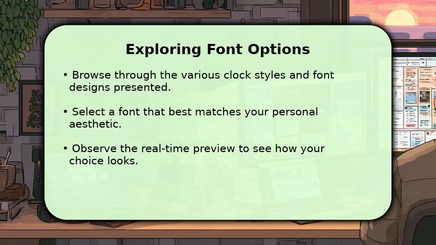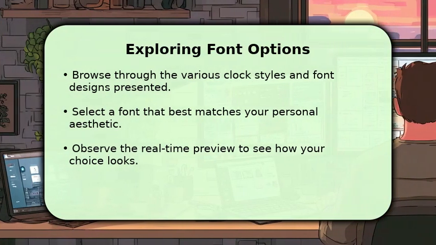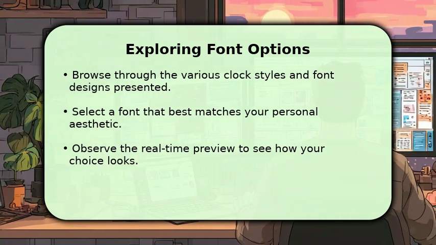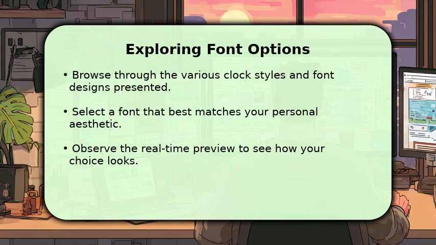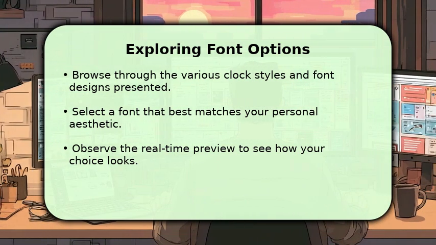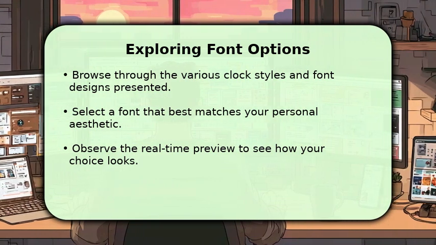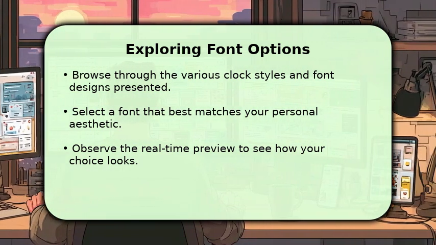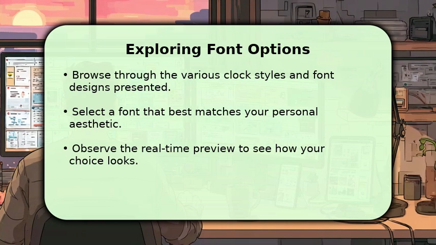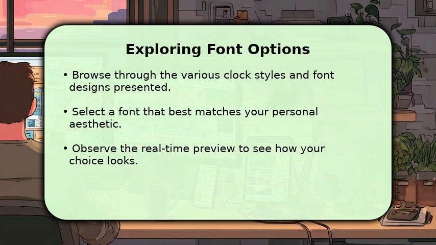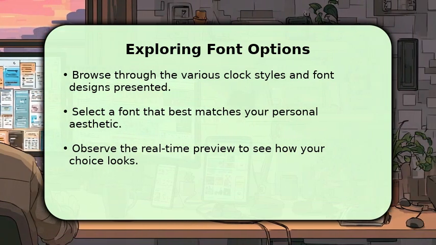Now that you're in the Lock Screen Clock Format section, you'll see a variety of clock styles and font designs. Take your time to browse through these options. You can scroll left or right to view all the available choices. As you tap on each one, you'll notice a real-time preview at the top of the screen, showing exactly how your lock screen clock will appear. This helps you make an informed decision and pick the perfect font for your device.